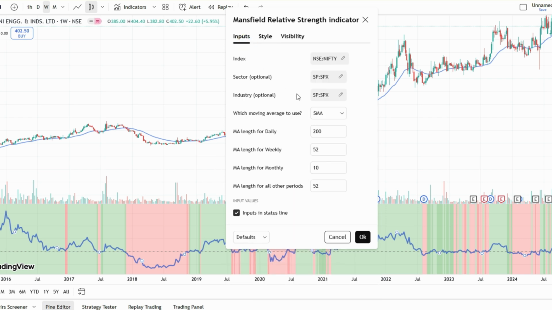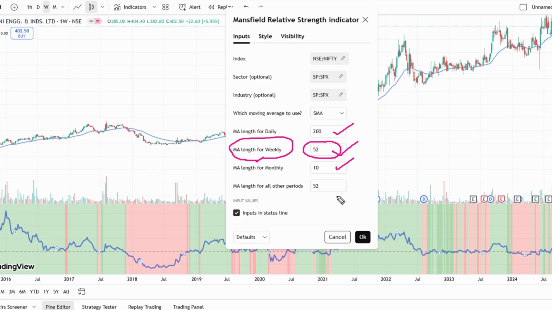And then in inputs, for weekly, use the number 52. Why 52? 52 says that you are comparing the performance of the stock against the broader market for one full year. So 52 is one full year. For daily, the time frame used is 200. 200 is 200 trading days, which usually comes to around 1 year. For monthly, they say use 10 months, so almost 1 year. Okay, so 1 year is the time frame.